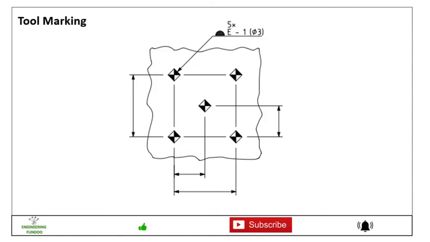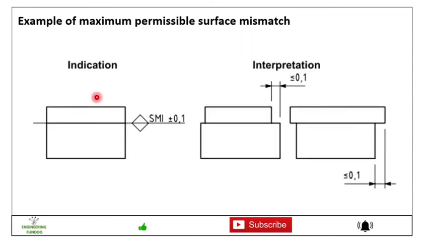Then friends, we have an example of maximum permissible surface mismatch, and here is the indication. This is the symbol SMI plus or minus 0.1, and this is the interpretation. So the mismatch along this line is less than or equal to 0.1. Friends, this is how it is considered.